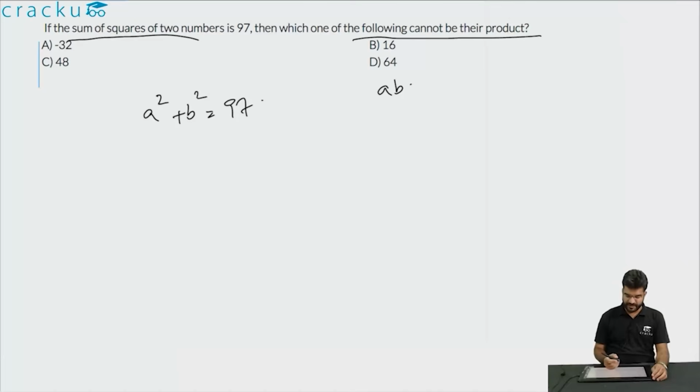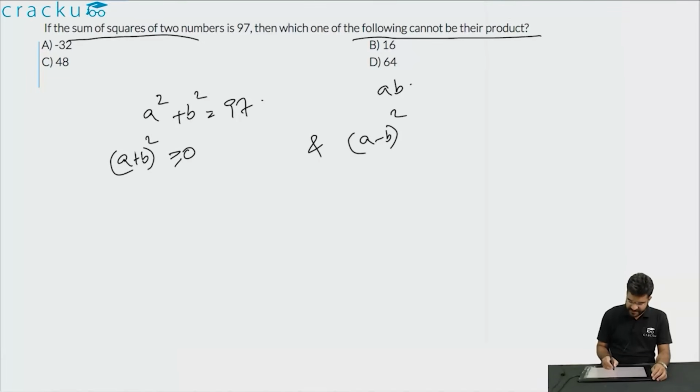One of the first things that you should remember is that if both a and b are positive, then we can use arithmetic mean greater than geometric mean. Even otherwise, because a plus b whole square is greater than or equal to 0 and a minus b whole square is also greater than or equal to 0, for any two numbers a and b, we can easily get a range for ab. So for example, if we expand this, it will mean that a square plus b square minus 2ab is always greater than or equal to 0, or a square plus b square by 2 is always greater than or equal to ab.